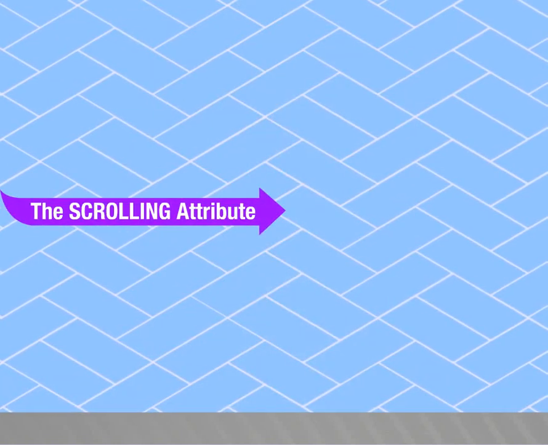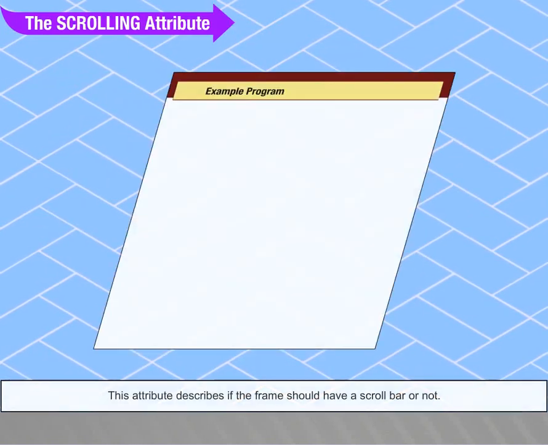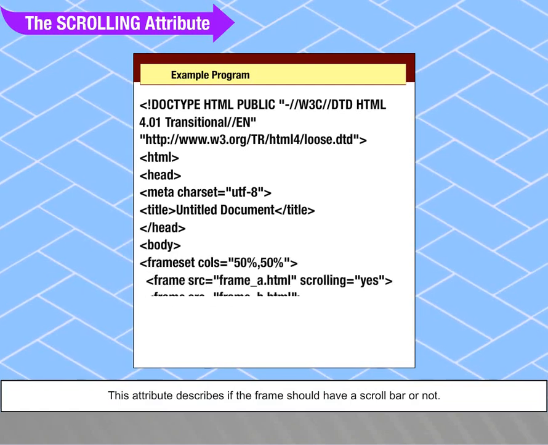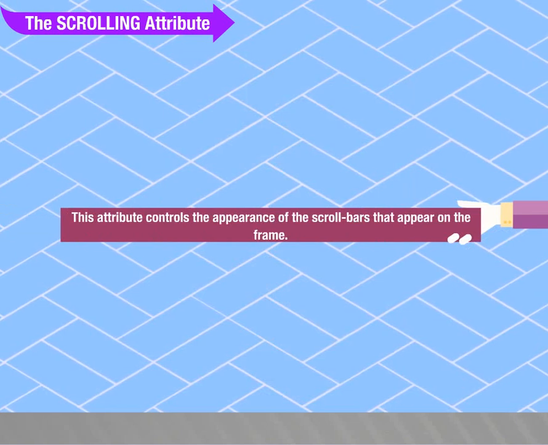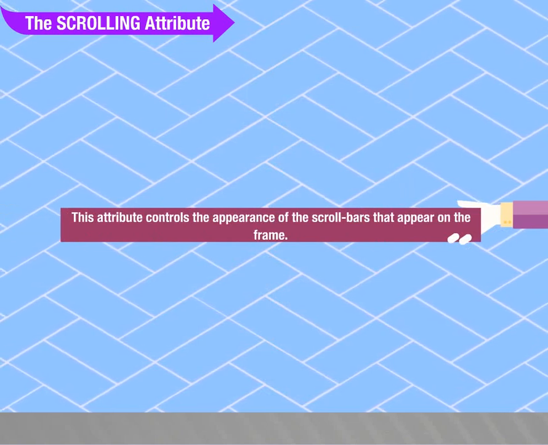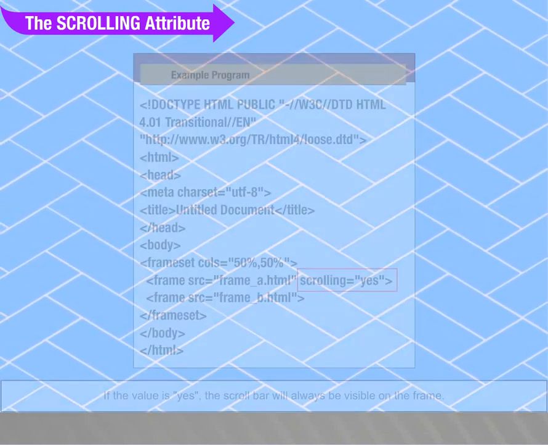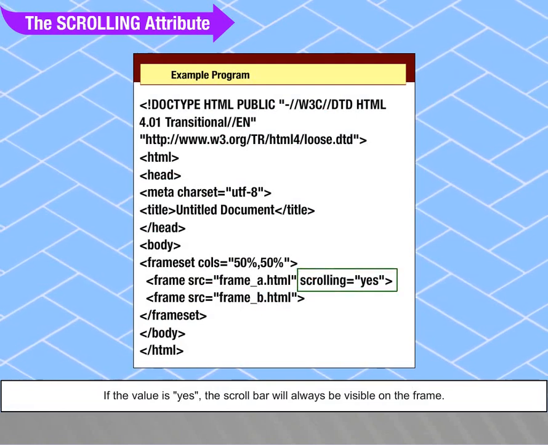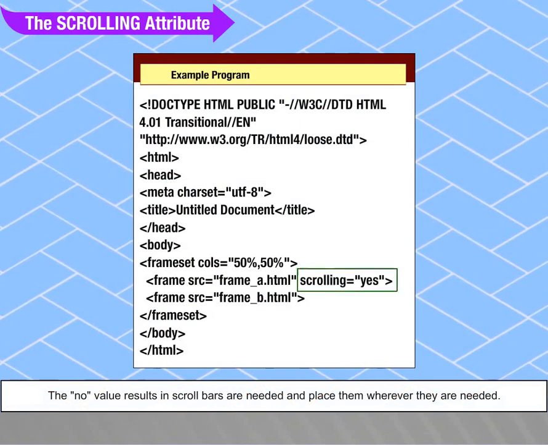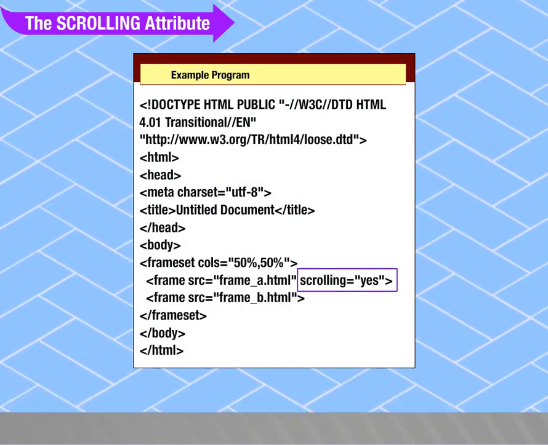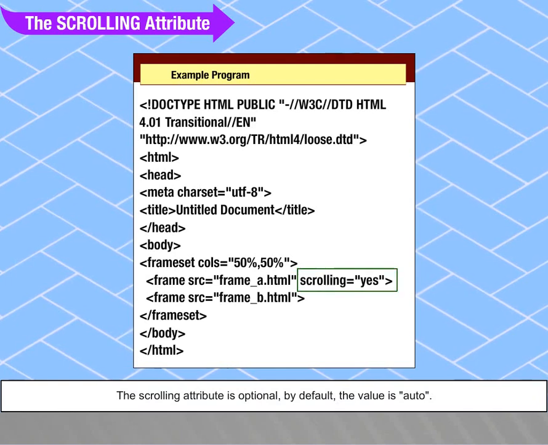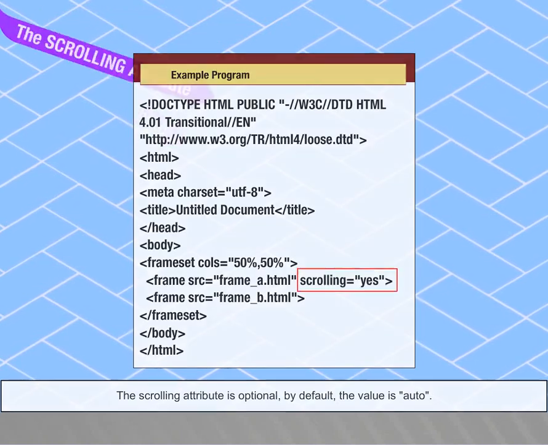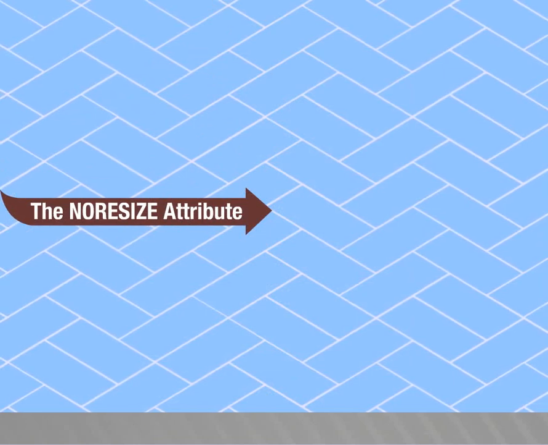The scrolling attribute. This attribute describes if the frame should have a scroll bar or not. This attribute controls the appearance of the scroll bars that appear on the frame. If the value is yes, the scroll bar will always be visible on the frame. The auto value results in scroll bars being created as needed and placed wherever they are needed. The scrolling attribute is optional. By default, the value is auto.